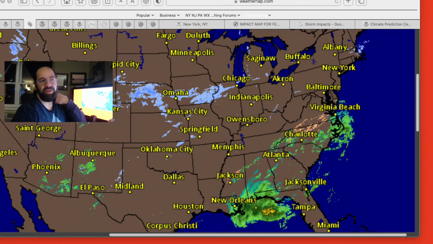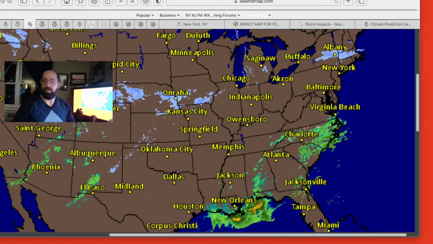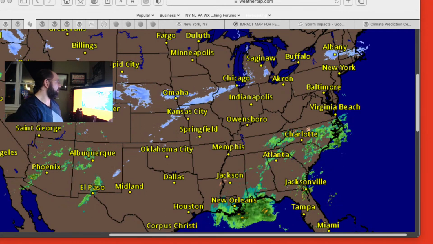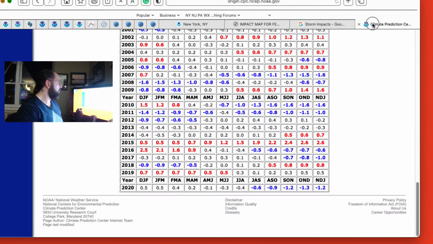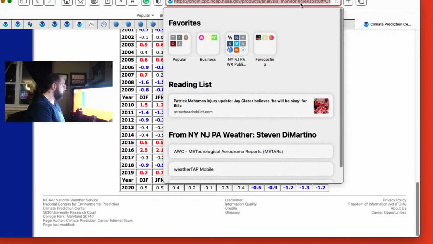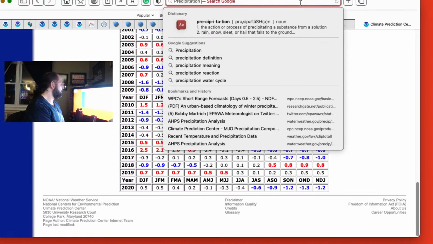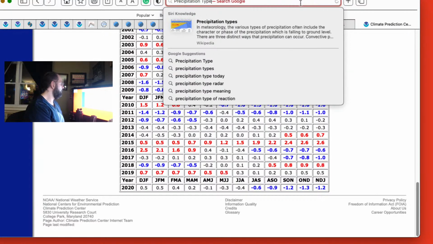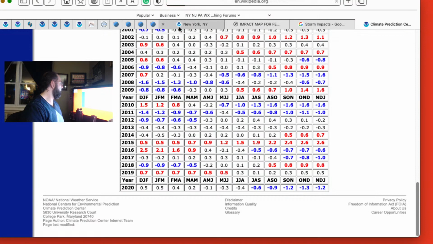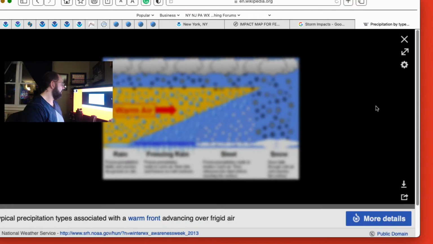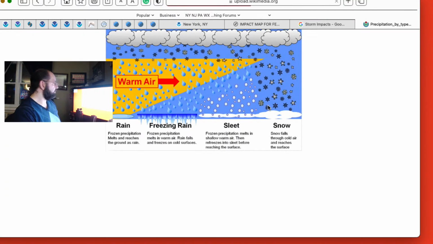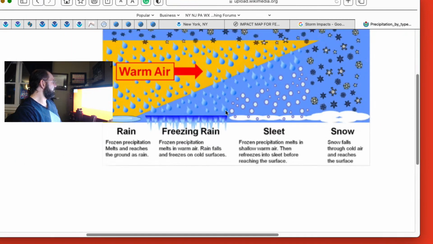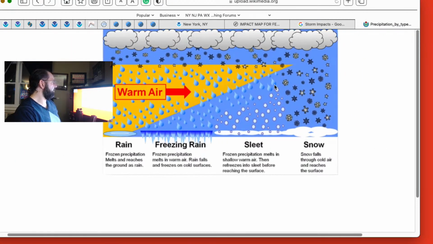What's the difference between sleet and freezing rain? Okay, I'll tell you what. Let's pull up a graphic. Precipitation type. There we go. That's what I want. Okay, so let's talk about sleet and freezing rain, snow. Now, this is your cold air, okay? And this is warm air invading.